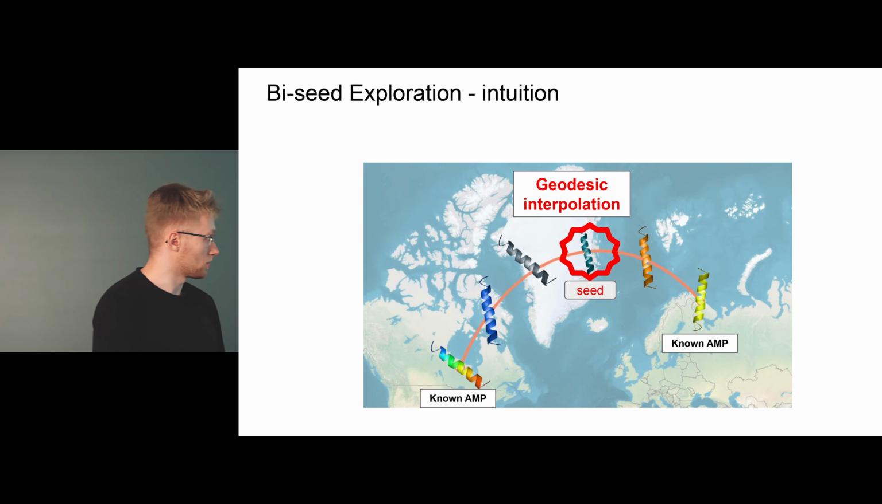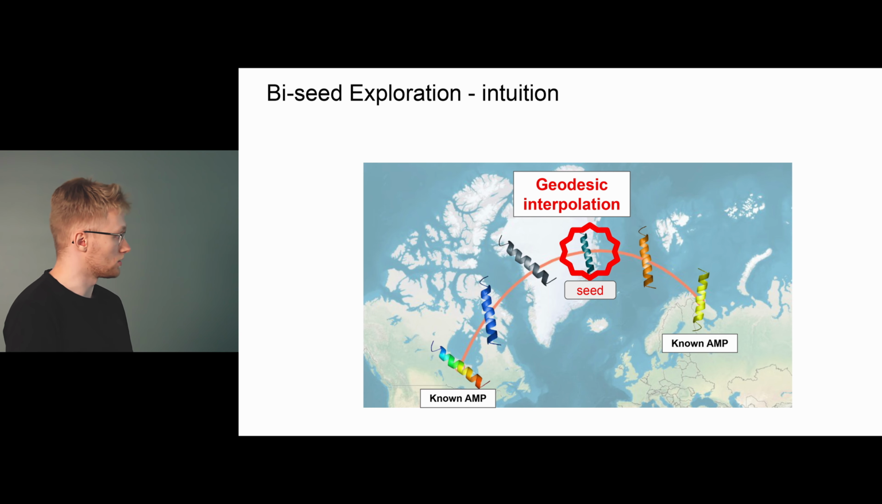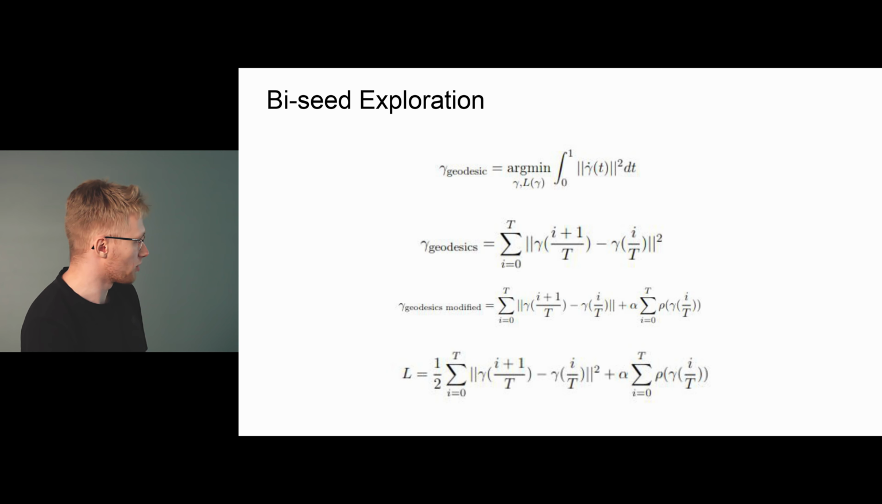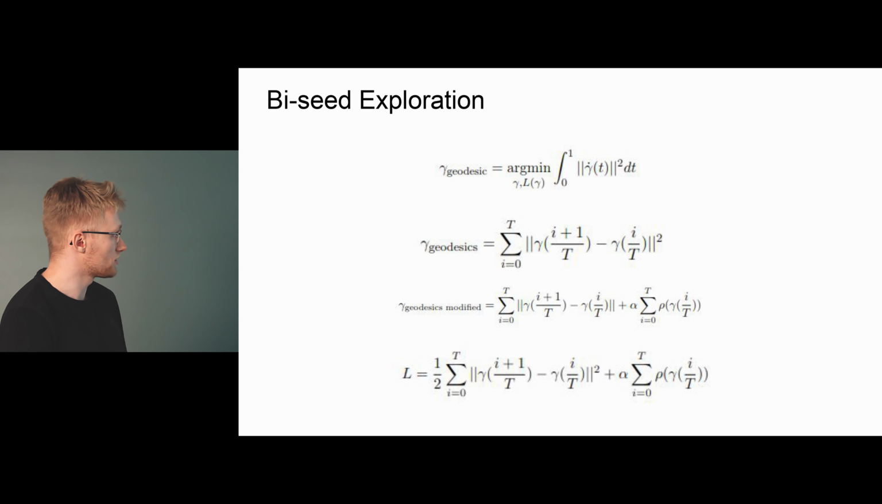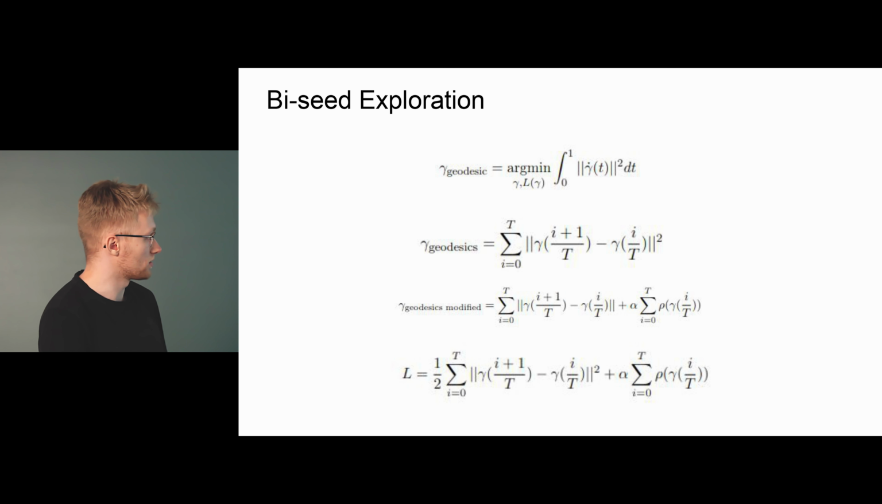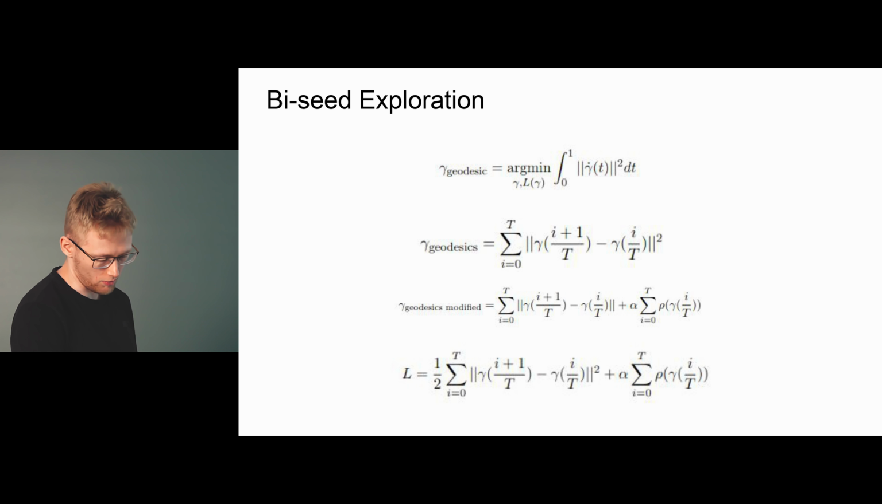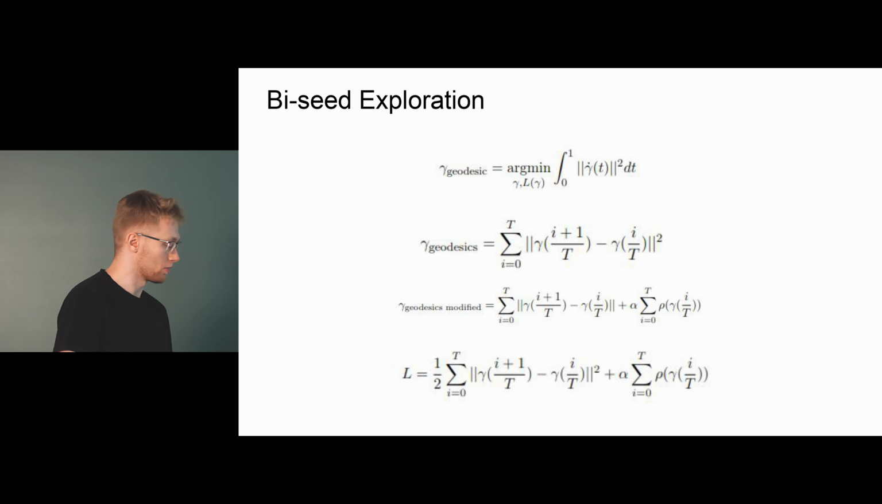So this seed with the red circle is one that we would like to see, which is between two known AMPs. We do not want to bore you with formulas, but just to visualize what we mean: this shortest path between two known peptides we call a geodesic, and this is the formula that we use to find the length of this path. Naturally, this is an integral, so we need to approximate it, using a sum over some points on this path. But the geodesic alone isn't good enough to find good peptides.